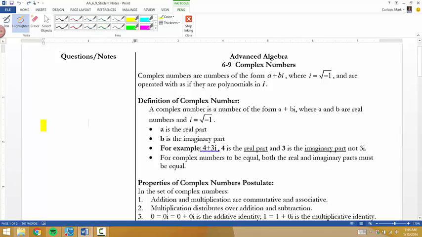Alright, these are the notes for section 6.9, complex numbers. If you remember back in 6.8, we looked at an imaginary number, and that was kind of our start at looking at complex numbers. We defined an imaginary number as the square root of -1 being equal to i. Now, what we're saying with complex numbers is that every number, real, imaginary, or a combination of both, can actually be written in this form, a plus bi. That's what we're going to look at today, and how complex numbers operate.